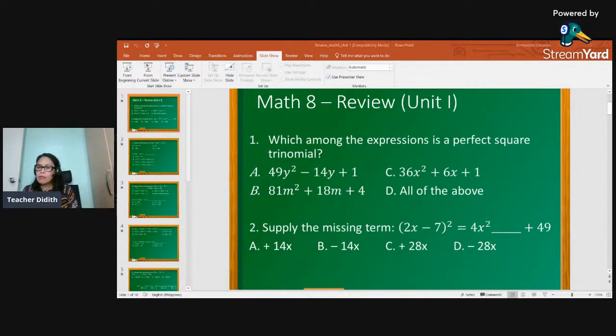So guys, do not forget to double the product of the first and the last terms as the middle term for the square of a binomial. So otherwise, you will be marked wrong. Okay?